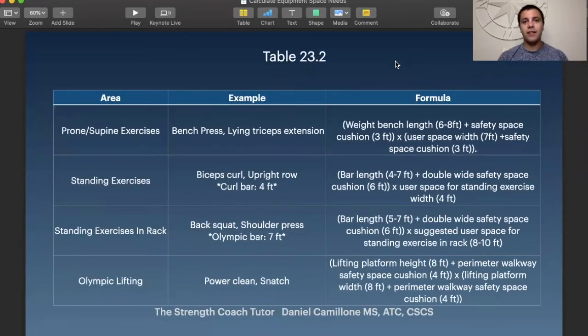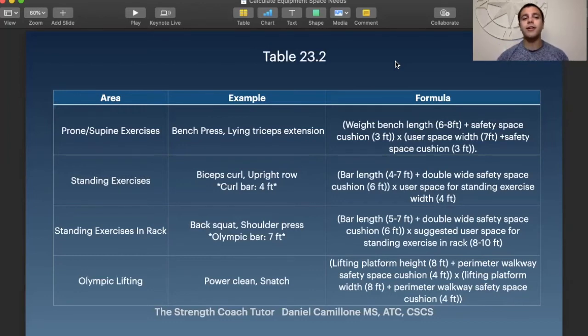This table that I have listed out here is table 23.2 from the textbook. You can see we have three columns. We have the area, which is basically the type of exercise we're going to do, like what category we're going to fill that in. The next is examples of exercises that are performed in those areas. And then the right column is the formula for how to calculate how much space we actually need. On this slide, we'll go through what all these essentially mean, and then on the following slide, we'll go through specific examples of where these numbers fit into these equations.